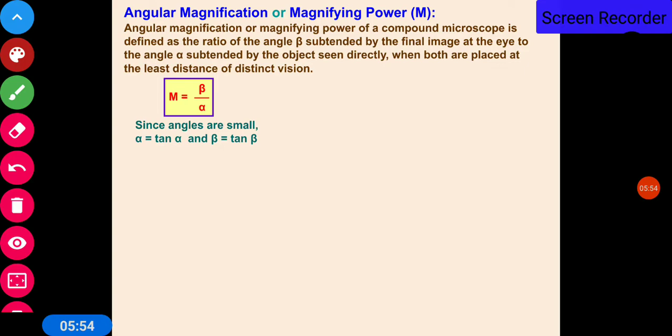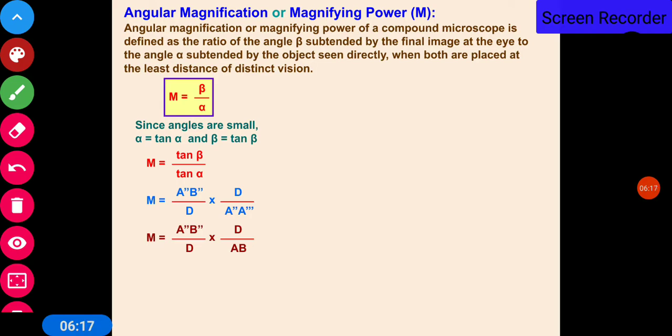Since the angles are small, alpha can be written as tan alpha and beta as tan beta. So we can write m is equal to tan beta upon tan alpha. Now from the previous slide, tan beta can be written as A double dash B double dash upon D, and tan alpha is A double dash A triple dash upon D.